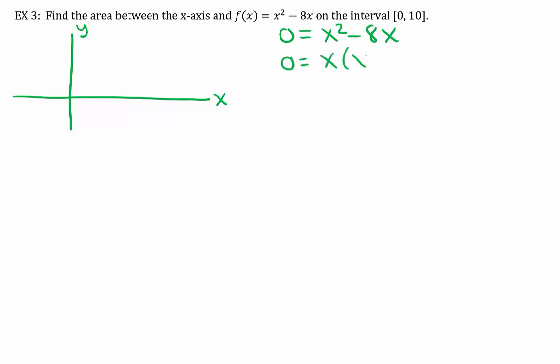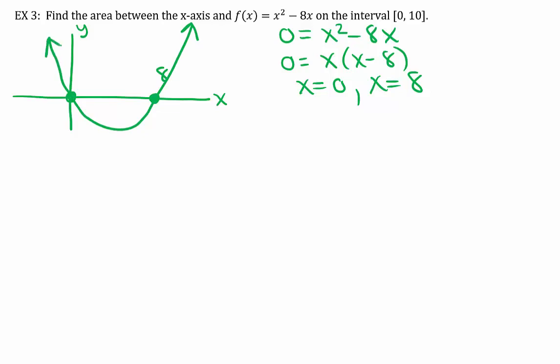And I can factor out an x. So that tells me I have x-intercepts at 0 and 8. This is a parabola that opens up, so that means part of the graph has to be below the x-axis, and part of the graph is above.